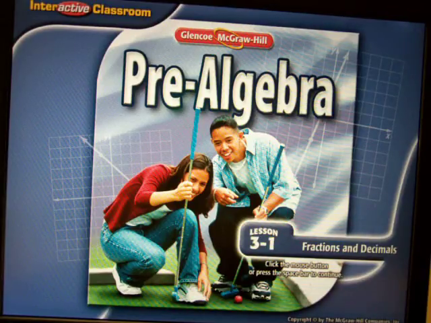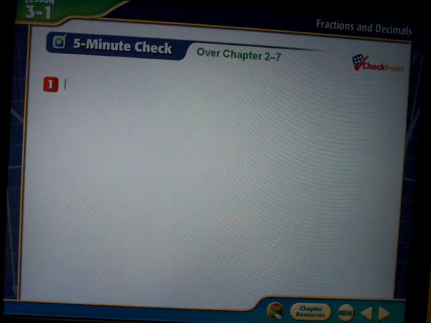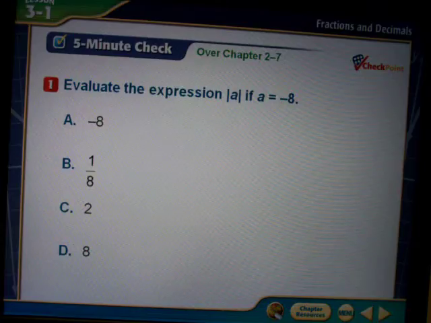This begins Chapter 3, Lesson 1. This is a unit on dealing with rational numbers. And today we're going to be focused on fractions and decimals. First thing we're going to do is go over this, which is Chapter 2.7, but I believe it's just over Chapter 2.